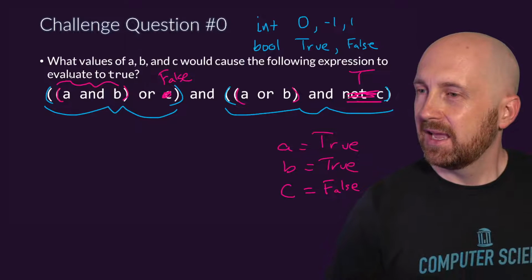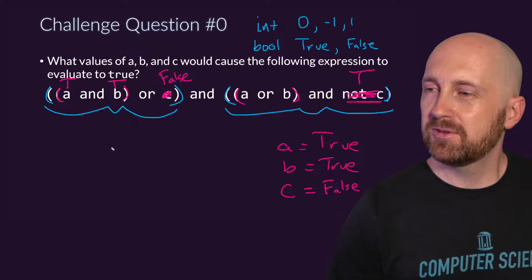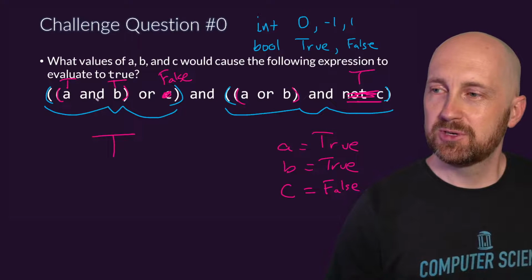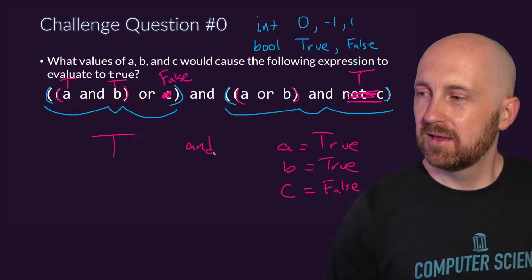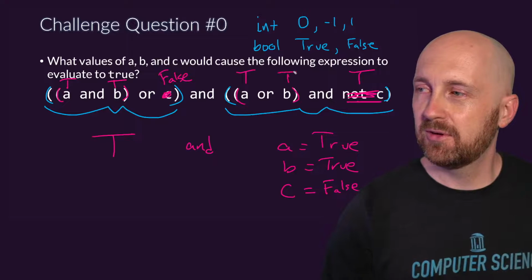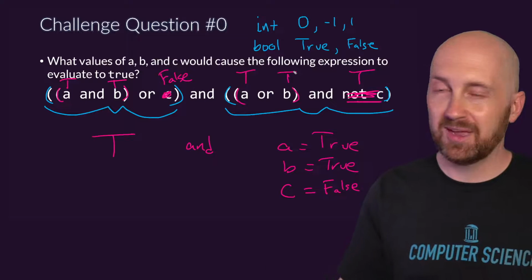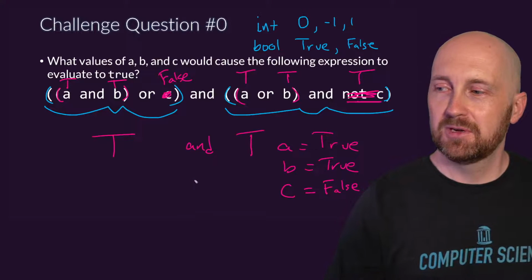Okay, and so now if we were to plug these in, true and true or false: true and true is true, and true or false is going to be true. So now we've got true, and then on this side, A or B, well, both of these were true, right? When both sides of an or are true, that results in a true value. And then true and true is also going to be true.